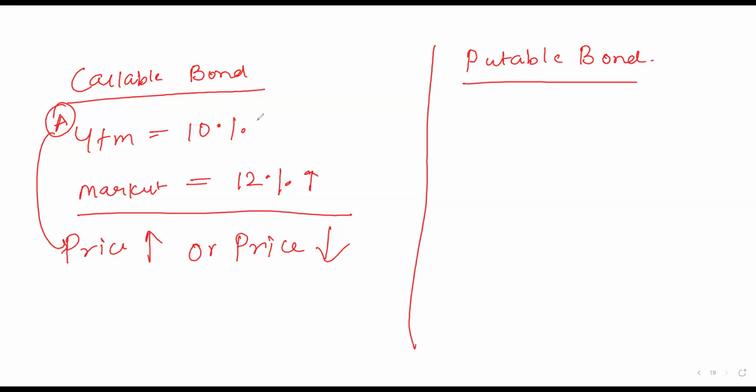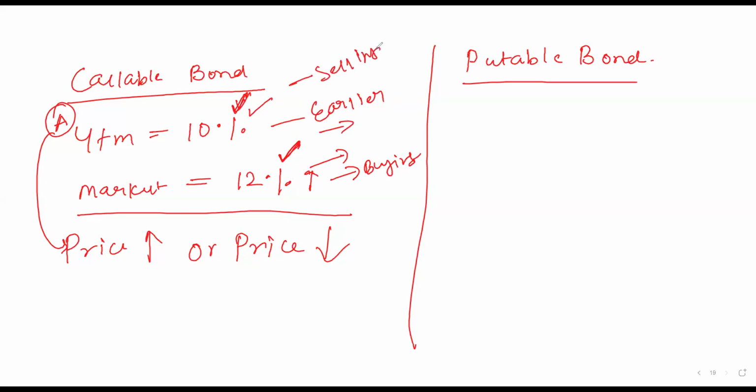If you are getting 10% from the bond that you earlier invested in and a similar bond gives you 12%, would you want 10% or 12% return? So everyone will be selling this bond and buying the other bond. Since everyone is selling this bond, what happens when supply rises? When supply rises, prices fall. Since everyone is selling it, the prices would fall.